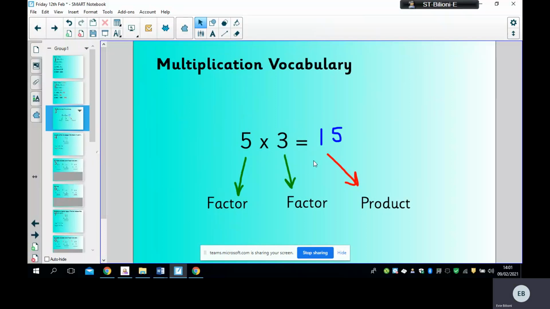So here is our equation. We've got 5 times 3. And we know that this symbol here means multiply or times. In this equation, the 5 and the 3 are factors. So these are numbers that we multiply in order to find the product. So the product is the total in the multiplication equation. And in this case, 5 times 3 is 15. So 5 and 3 are the factors, and 15 is the total, which is the product.